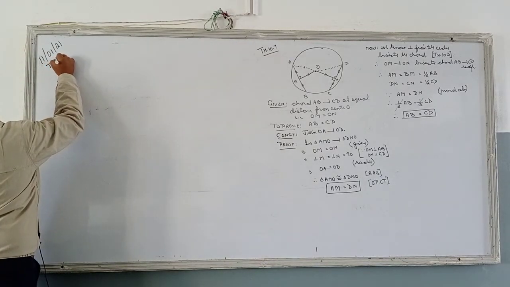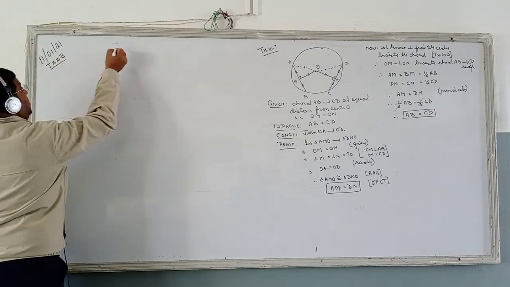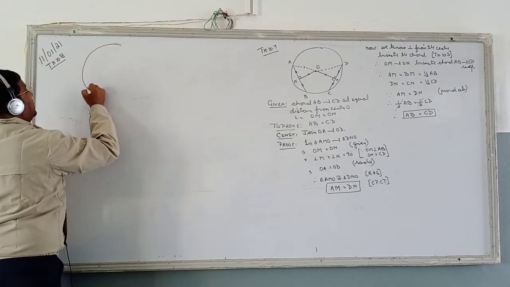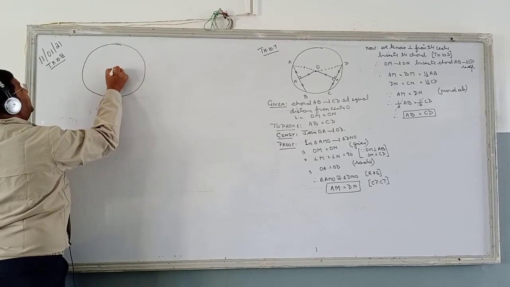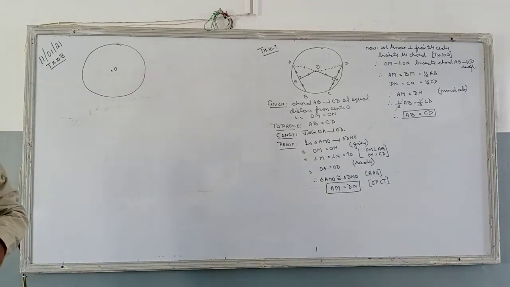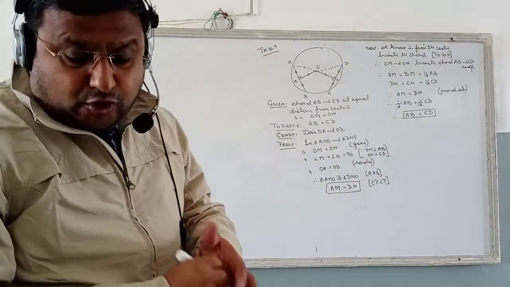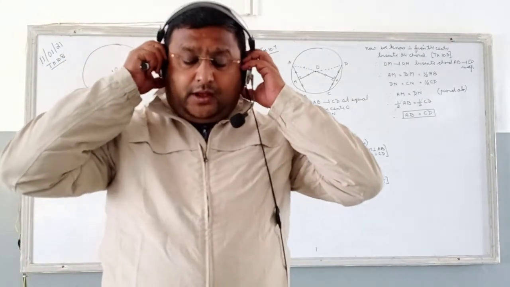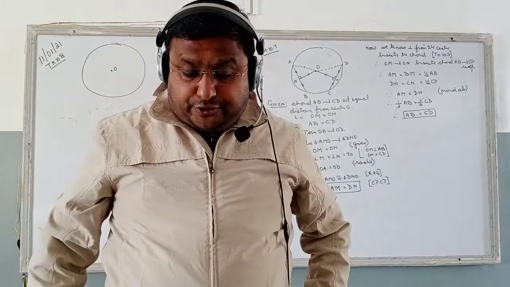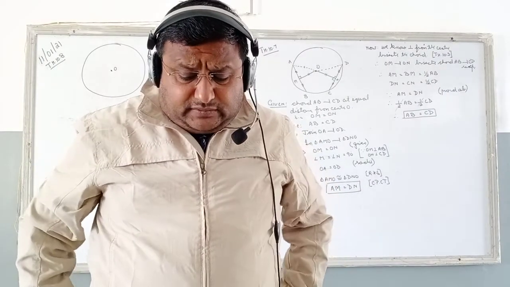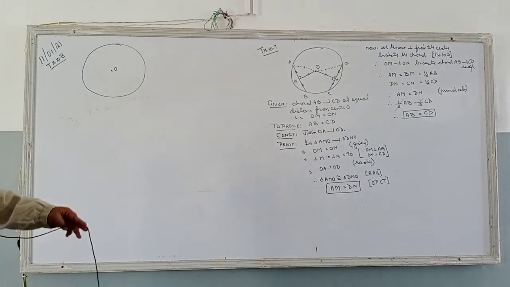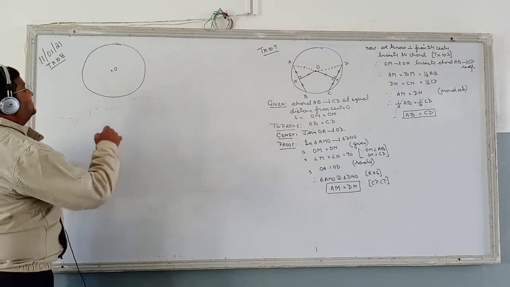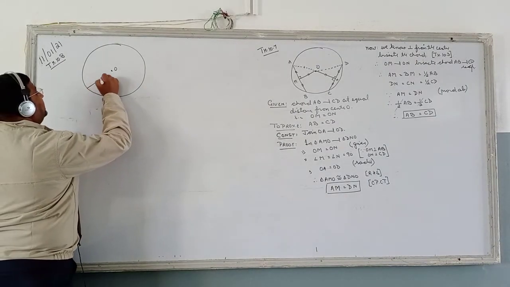Theorem 10.8. What does it say? It says the angle subtended by the arc at the center. This is the circle with center O. In your textbook, page number 180, figure 10.28 is given to you. I am drawing one of the figures. In this, the angle subtended by an arc at the center.